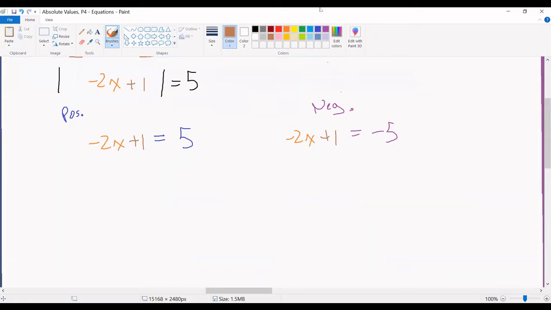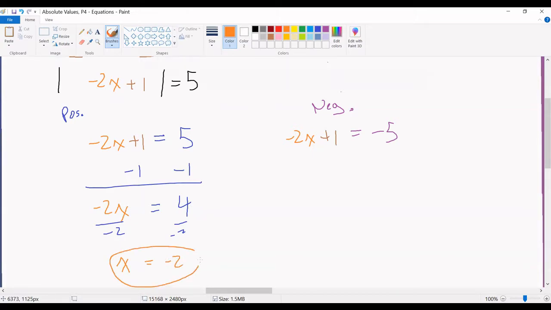So now we're going to continue solving as we did before. First thing we do, subtract 1 from both sides. So we get negative 2x is now equal to 4. Then divide both sides by negative 2. So in the end, our positive case would be x is equal to negative 2. Although this is our positive case, it's okay to have negative solutions. The case only matters at the beginning when we're setting things up.